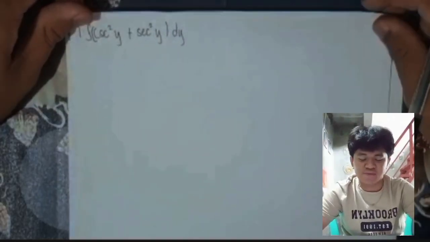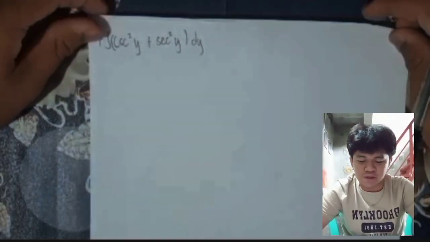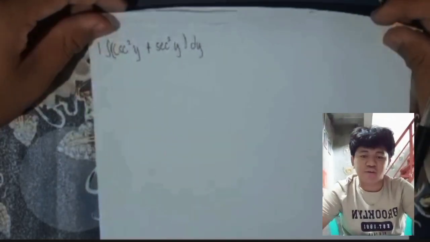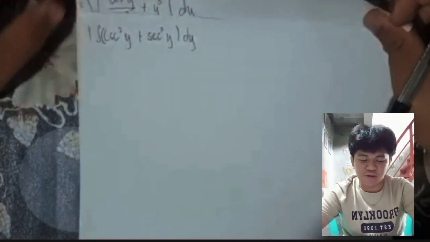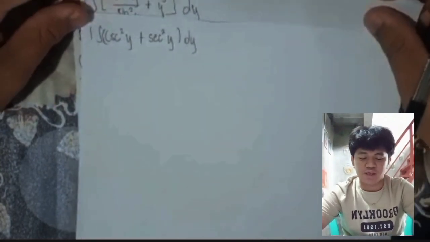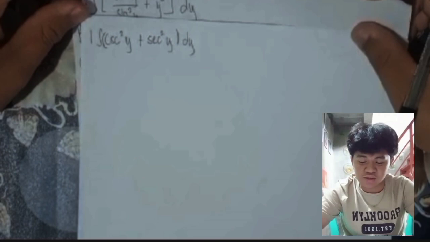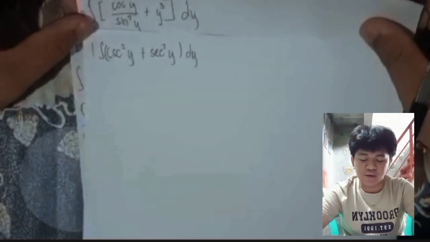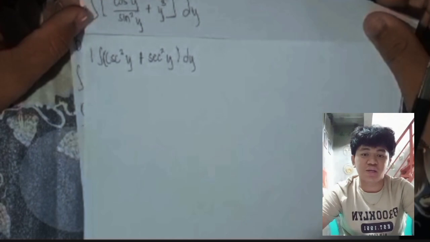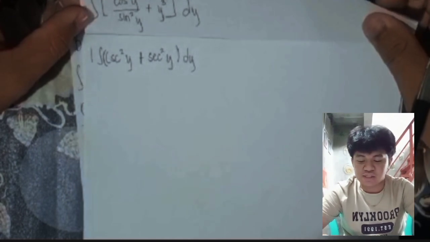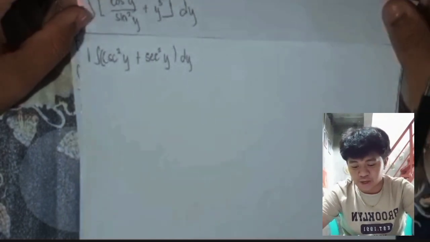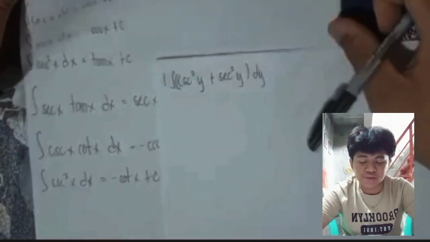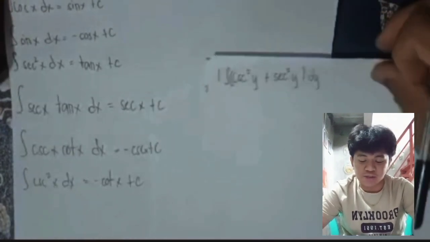What we will do now is the trigonometric integral. We have two examples. Our first example is the integral of the quantity cosecant squared y plus secant squared y, dy. The next example is the integral of the quantity cos y over sin squared y plus y raised to 3, dy. What we need here are the basic trigonometric and definite integrals.